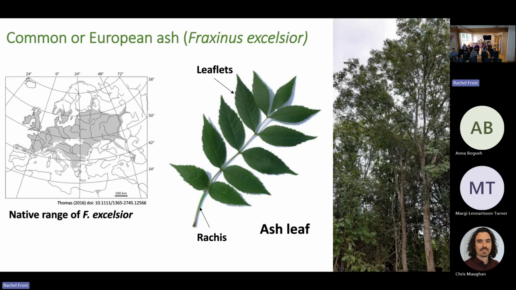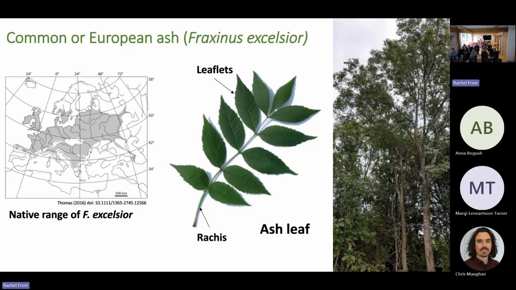Now, the tree is native to temperate northern Europe and it was recognised as a tree that was actually going to do quite well out of climate change. And it suffered from very few pests and diseases. That was until ash dieback came along.